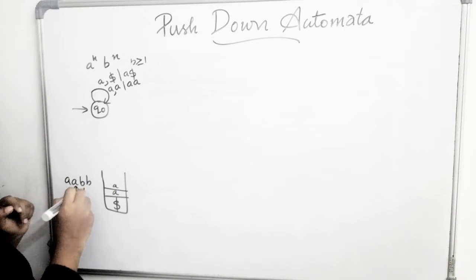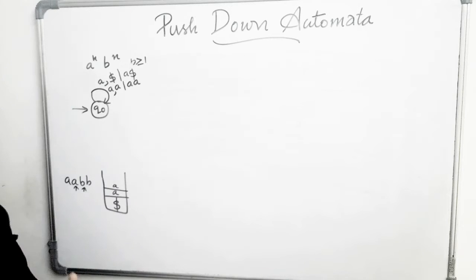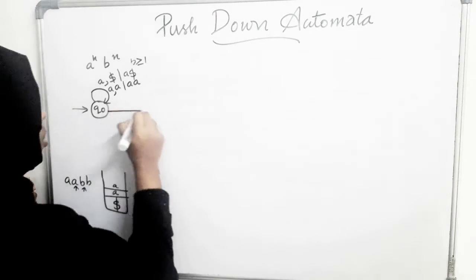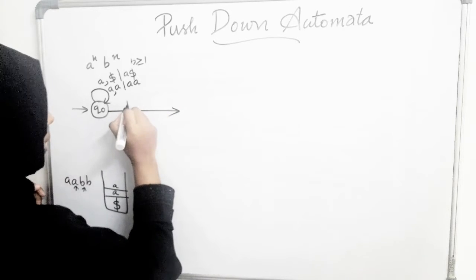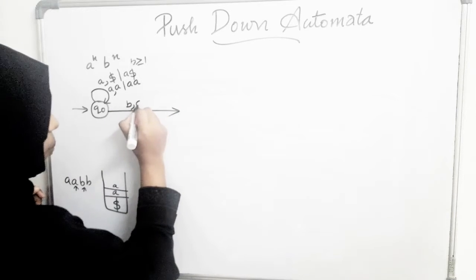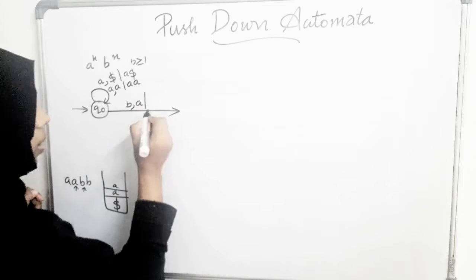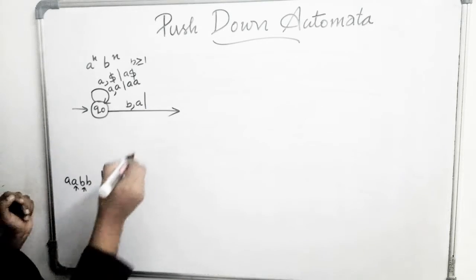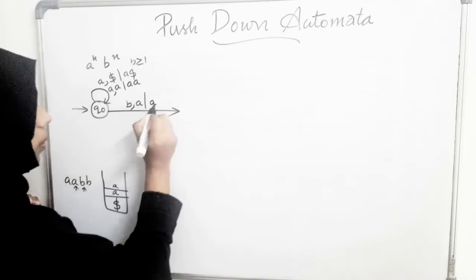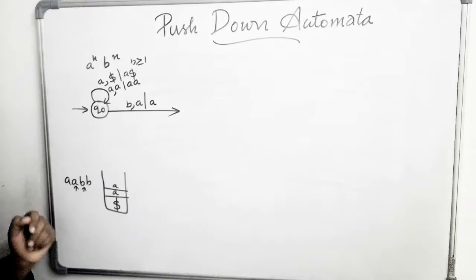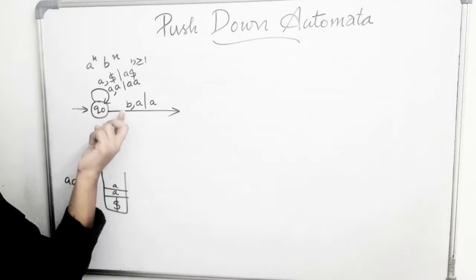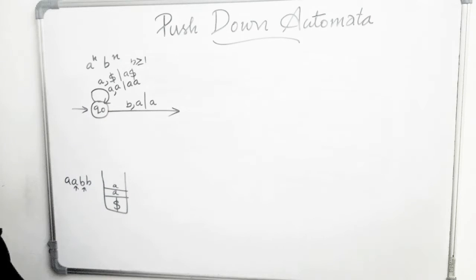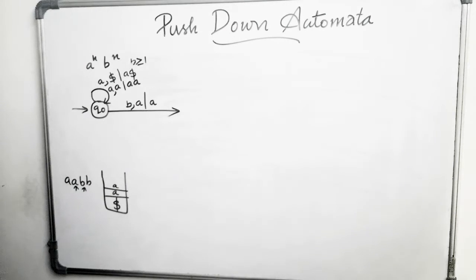Now if I see a B, I will pop the corresponding A off the stack, isn't it? So if I am seeing a B and the stack top is A, I will pop the A off the stack. That is, I will replace A by epsilon. That is, I will not push anything. I will pop the A off the stack.